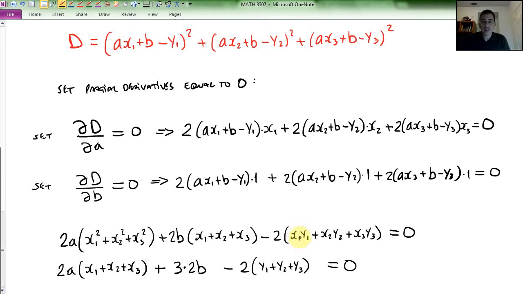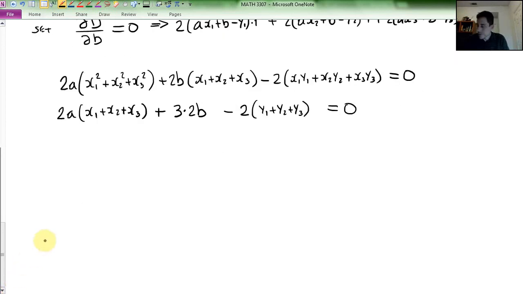And then there are terms that have the x and the y together: 2x1y1, it's negative. That's why I had the negative here. And then down here, let's look at the second equation. You have 2b, 2b, 2b, 3 times, so that's 6b. And then there's y1, y2, y3. It's negative 2y1, negative 2y2, negative 2y3. Okay, so that gives you the system.